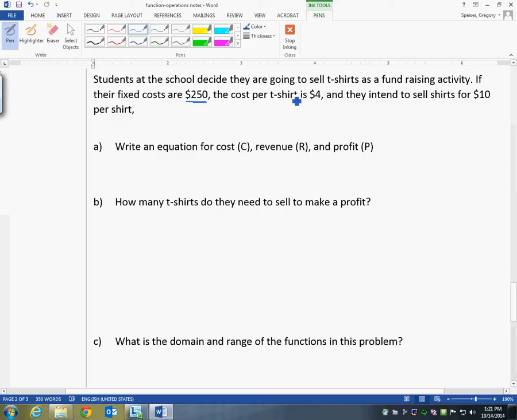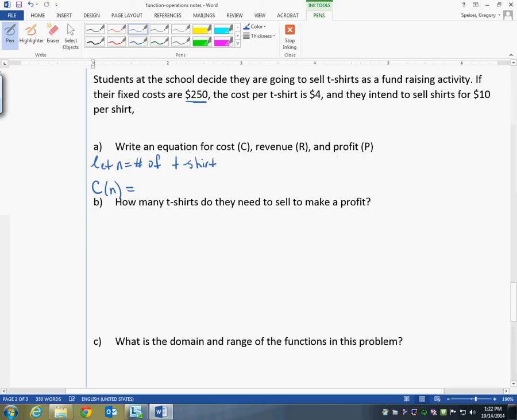First of all, I think we need to have some variable for the number of t-shirts, because all these functions are going to depend on the number of t-shirts. So what we're going to say is let n equal the number of t-shirts. We're going to introduce that variable. Now, we've already been told what letter to use for the cost function, the revenue, and the profit. So the cost function we don't have to introduce, but I'm going to make it very clear that it is a function using n, the number of t-shirts.